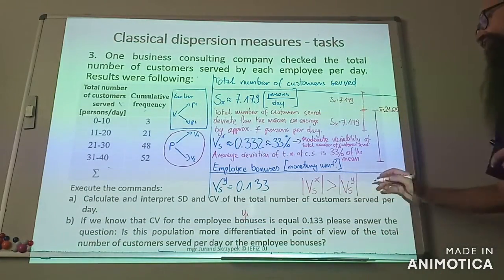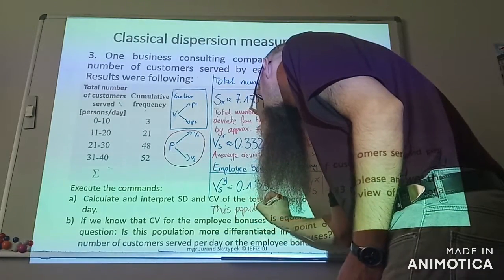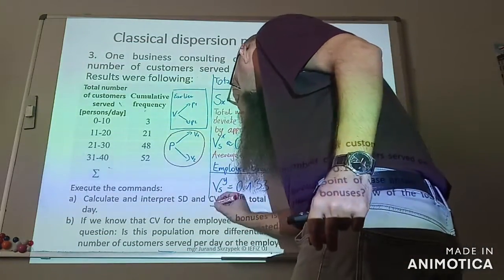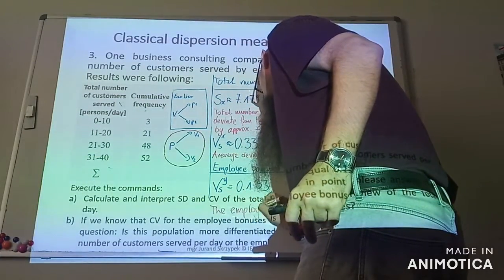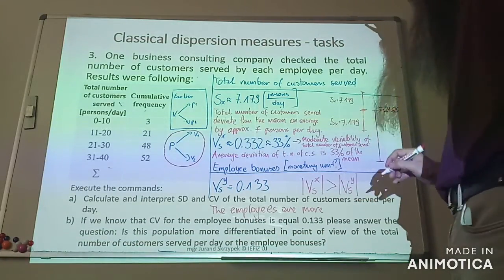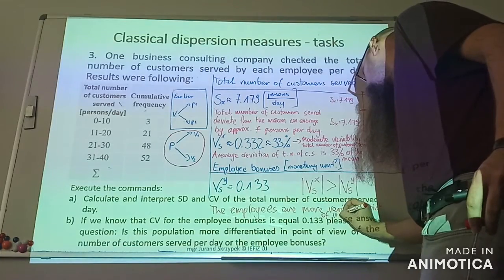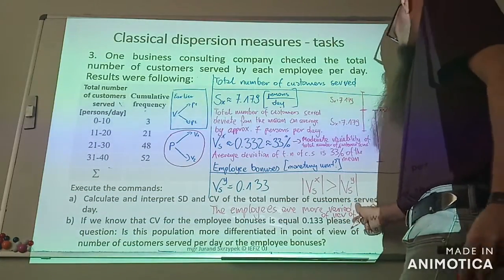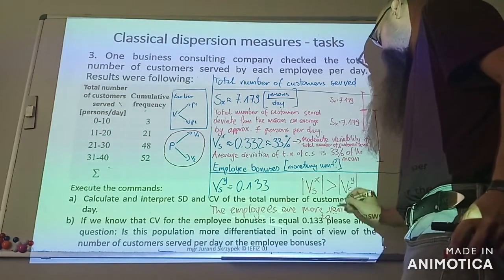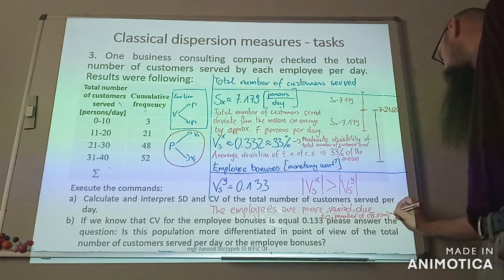Yeah, so this population, the concluding remark, this population, or the employees sounds better, the employees are more diverse, differentiated, varied in point of view, or due to, yes, shorter, due to of course number of customers served.